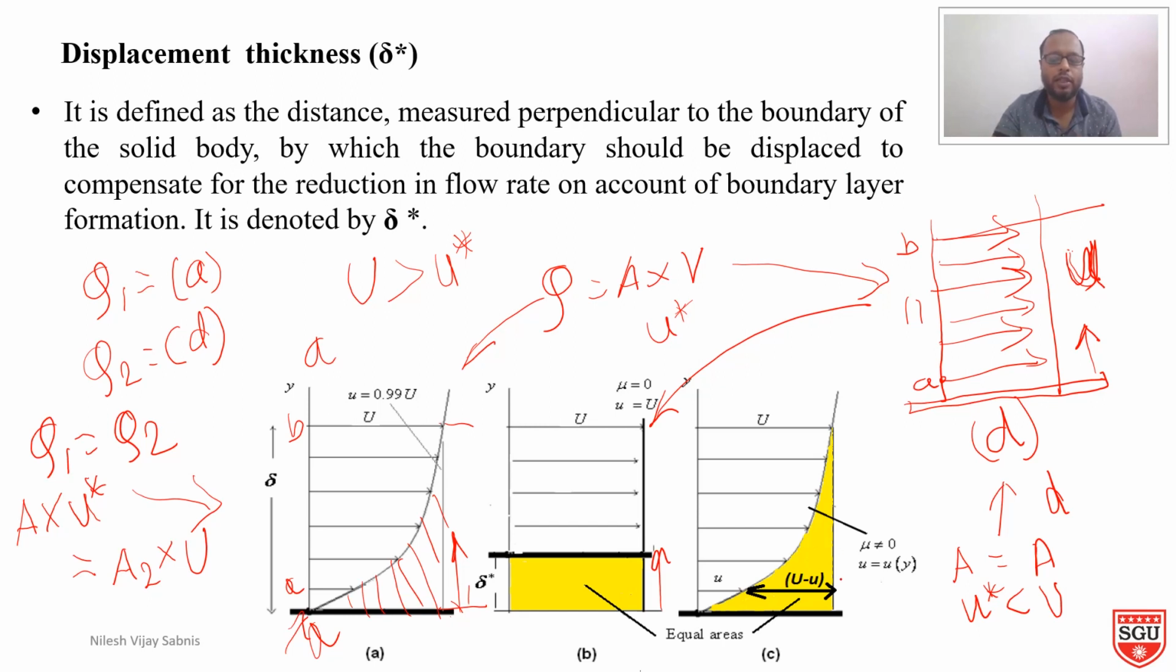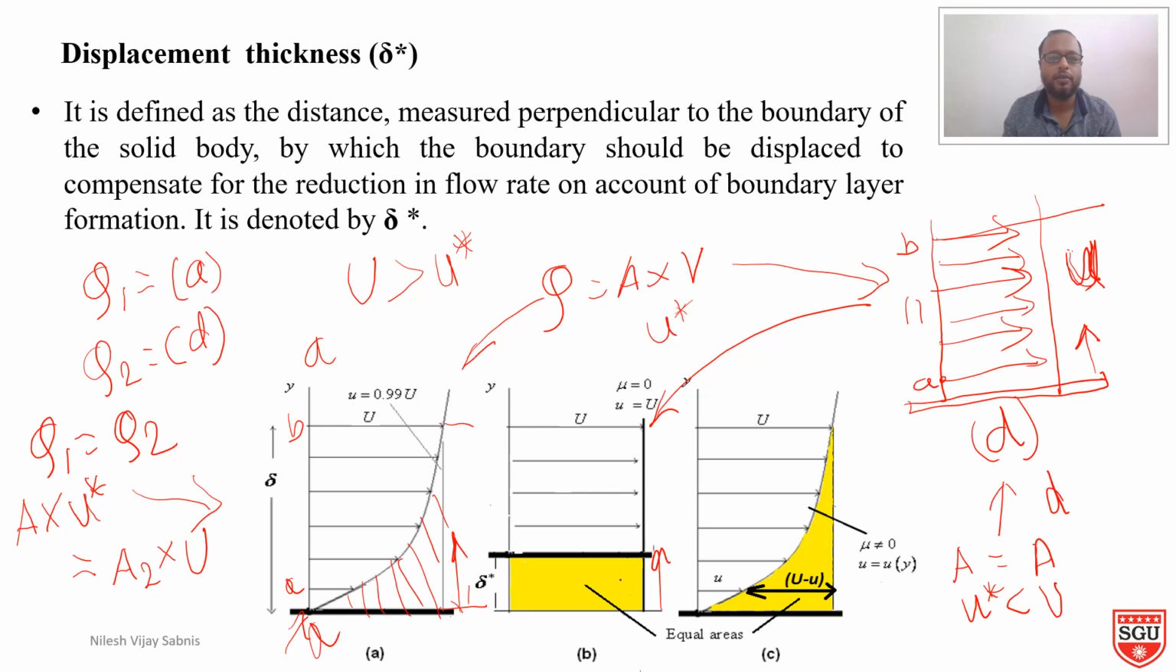Whatever reduction in the flow rate is happening due to formation of boundary layer, to compensate that we are lifting the plate in case of ideal fluid. So that distance is nothing but displacement thickness. Hope you have understood the concept. Let's move to the next point.